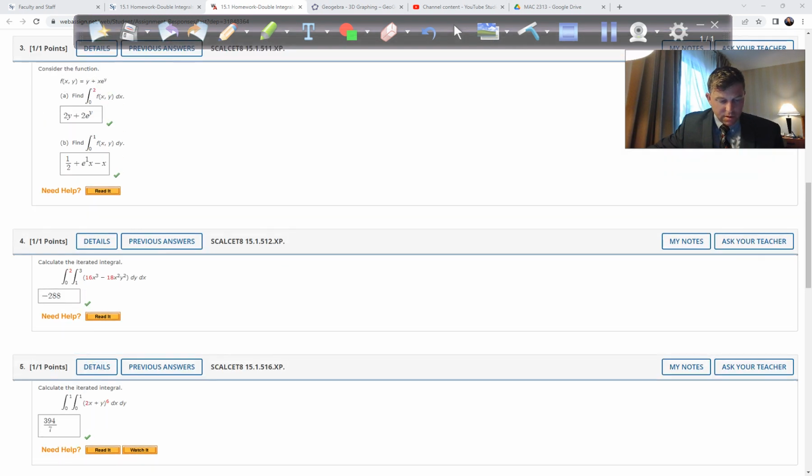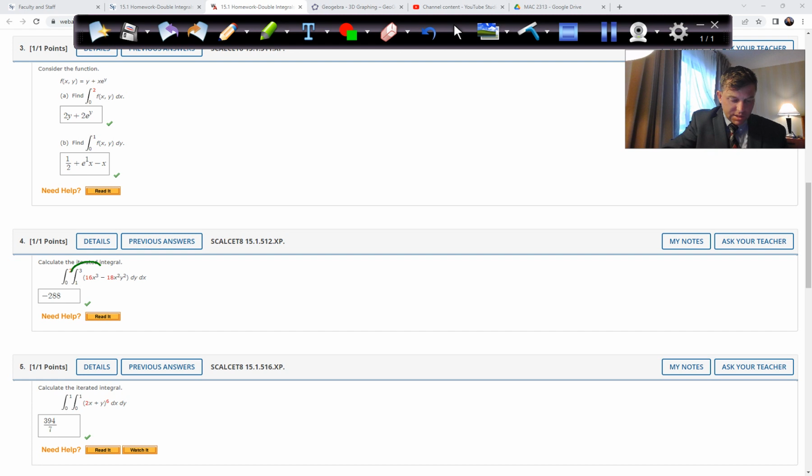Okay, problem 4. Very similar. They give us the order of integration. And honestly, let's not write all this. Let's just break this into chunks. I'm just going to look at this antiderivative all by itself, not even consider the outer antiderivative. So let's just calculate from 1 to 3, 16x cubed minus 18x squared y squared dy.